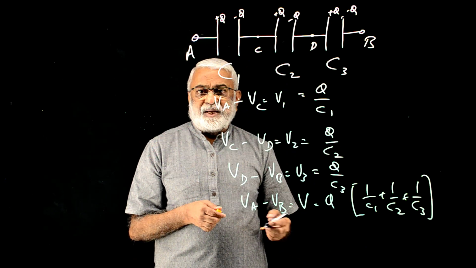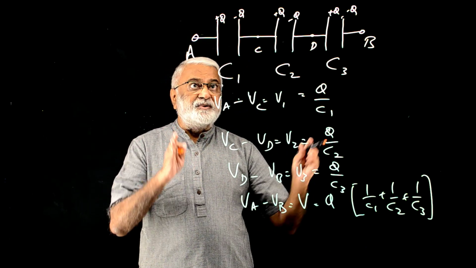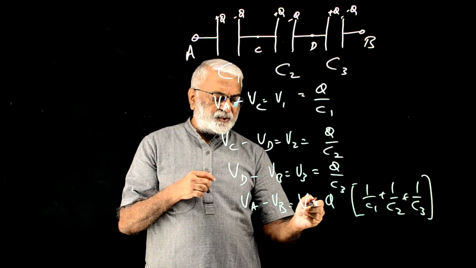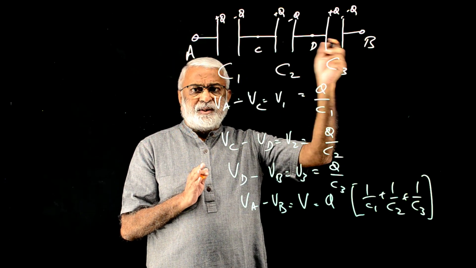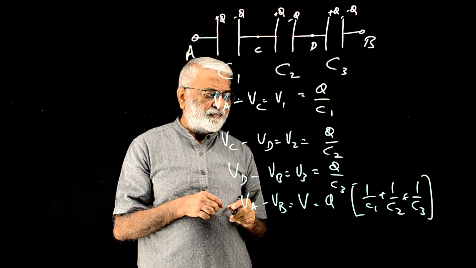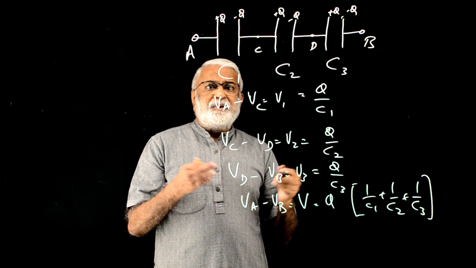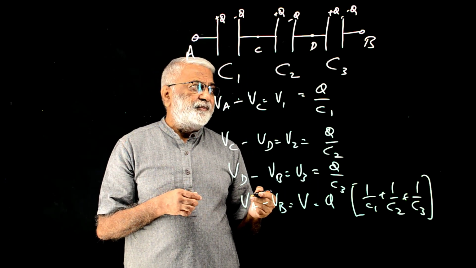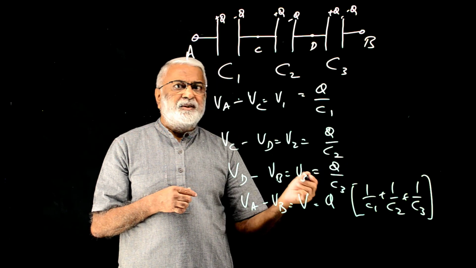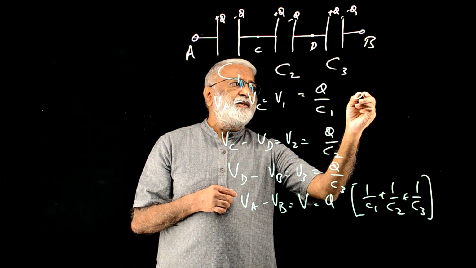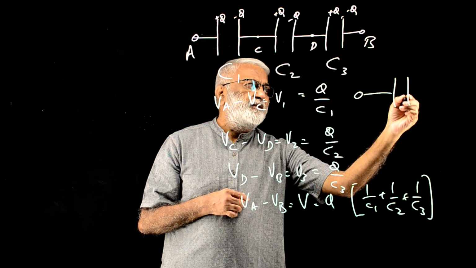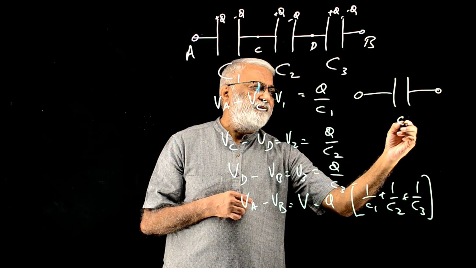So this is what we have here. The potential difference across the three of them together is V, and Q is the charge on each individual capacitor. Now we want to define an equivalent capacitor. An equivalent capacitor here could be, say, we'll replace all three by a single capacitor. Let's call that C effective.